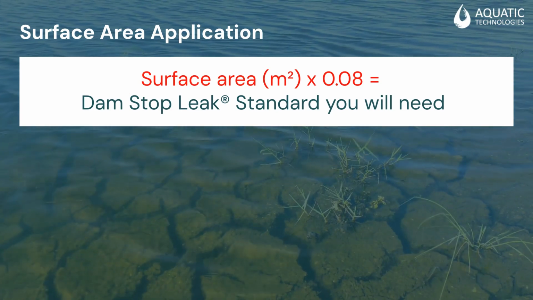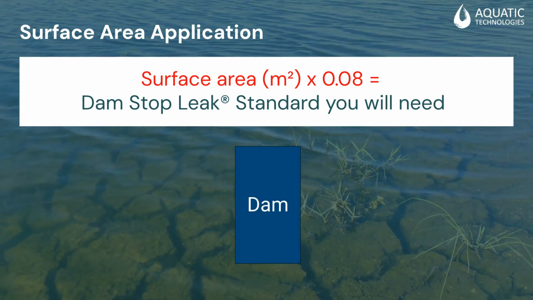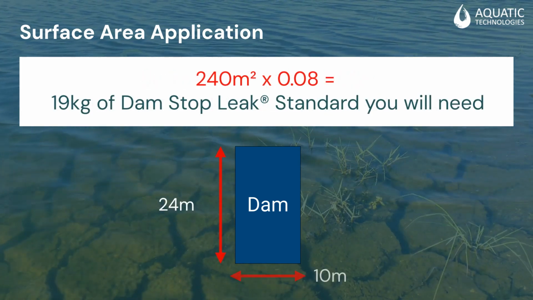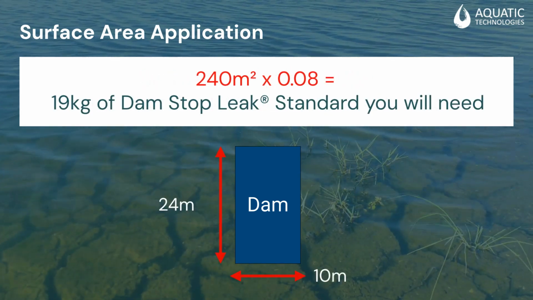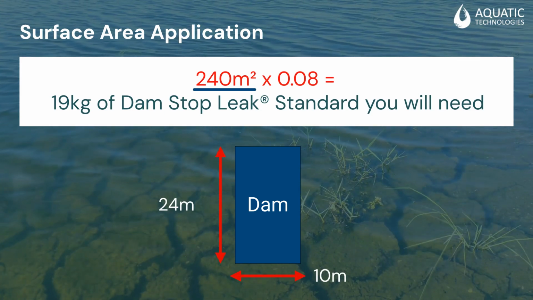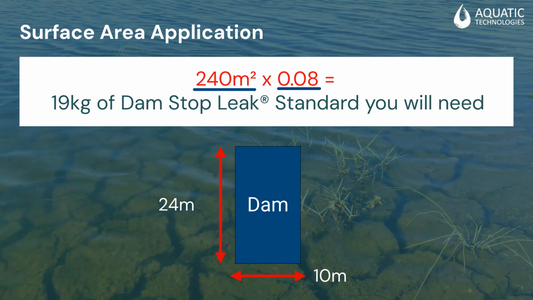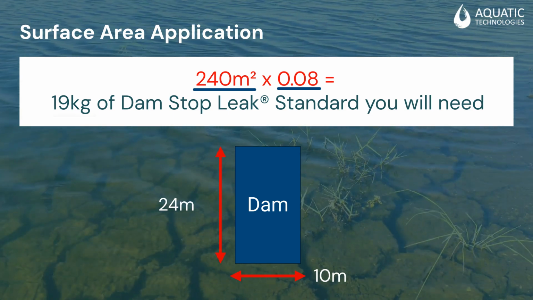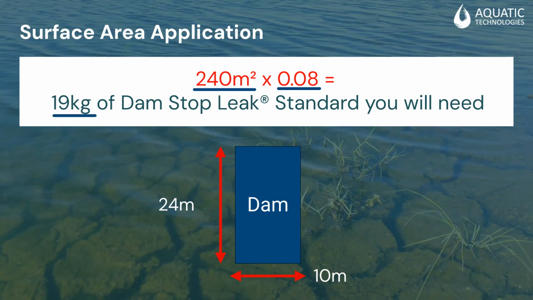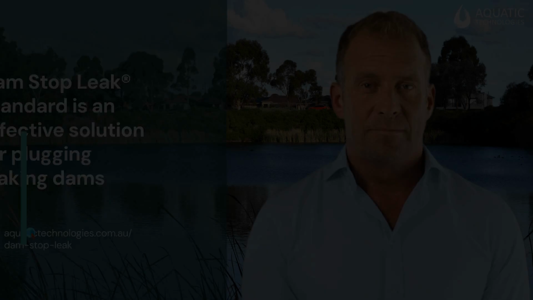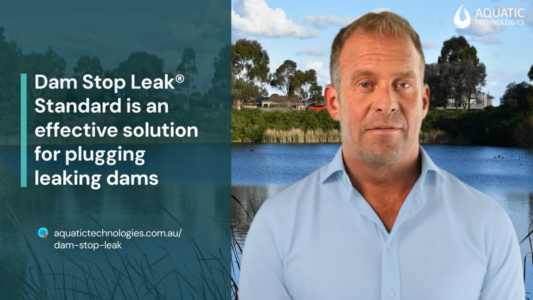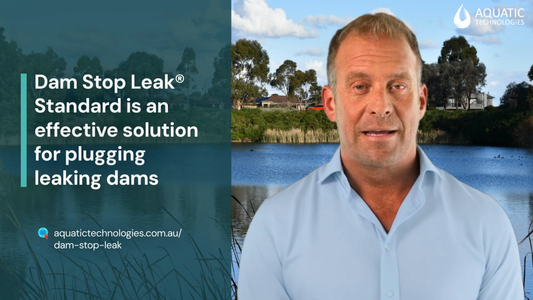by 0.08. For example, if your dam is 24 meters long and 10 meters wide, this means you have a surface area of 240 square meters. Multiply by 0.08, and that will mean you will need 19 kilograms of Dam Stop Leak Standard to treat it. Dam Stop Leak Standard is an effective solution for plugging leaking dams.